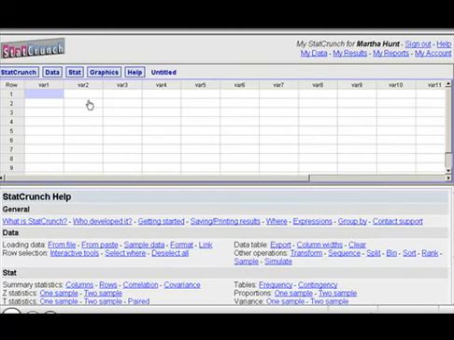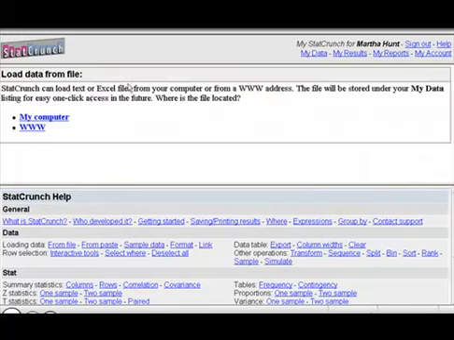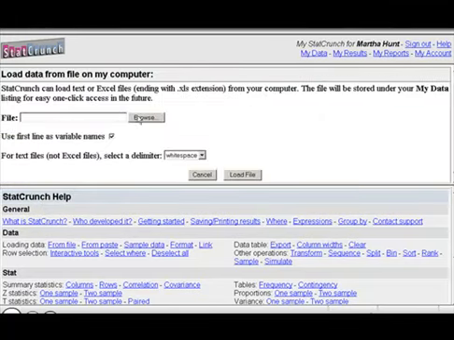We will be illustrating how to analyze simple linear regression data using StatCrunch. First, we have to load our data, which is stored on our computer in an Excel file. So under Data, we're going to pick Load Data from File. The file is located on my computer. We're going to browse to find the file.